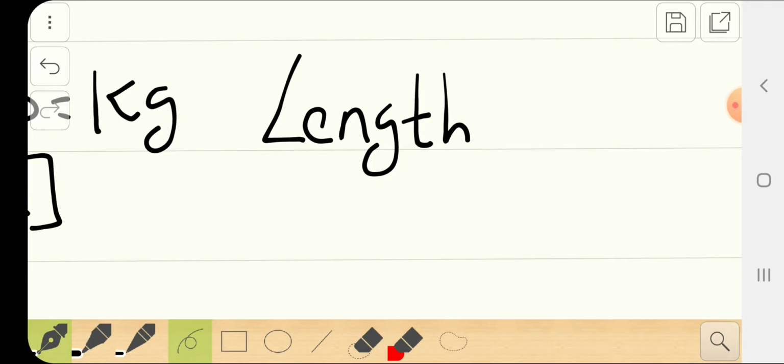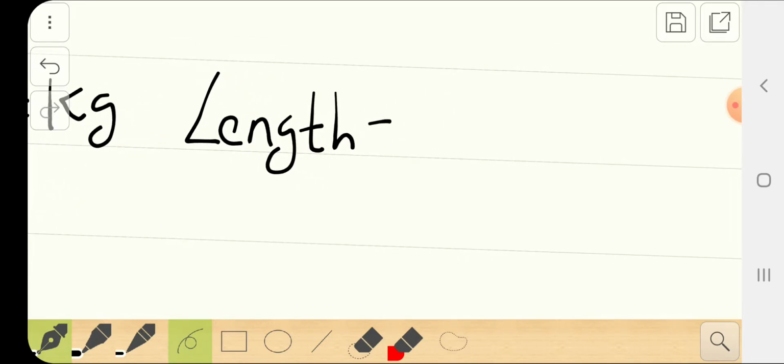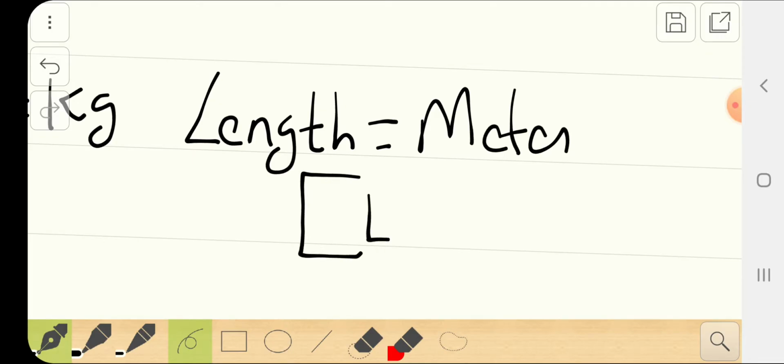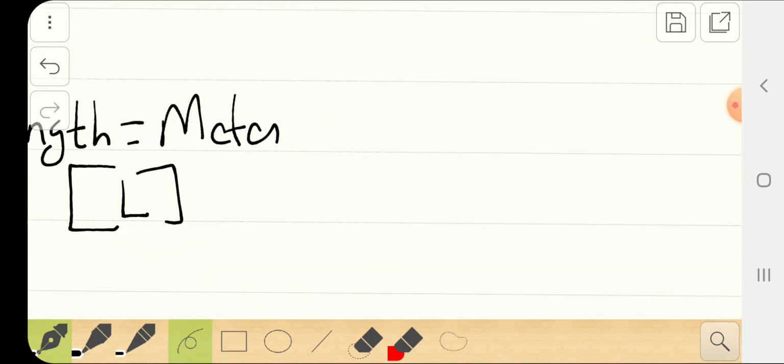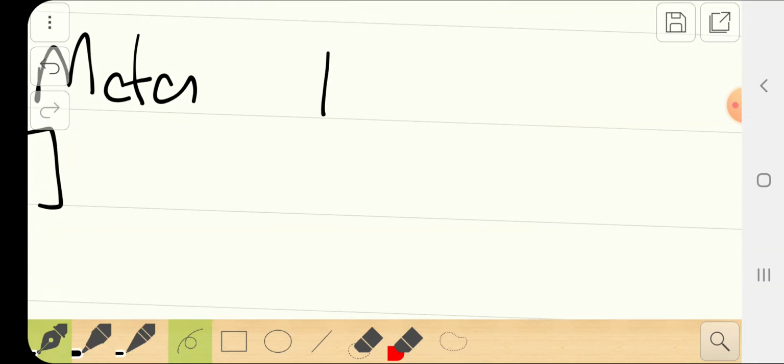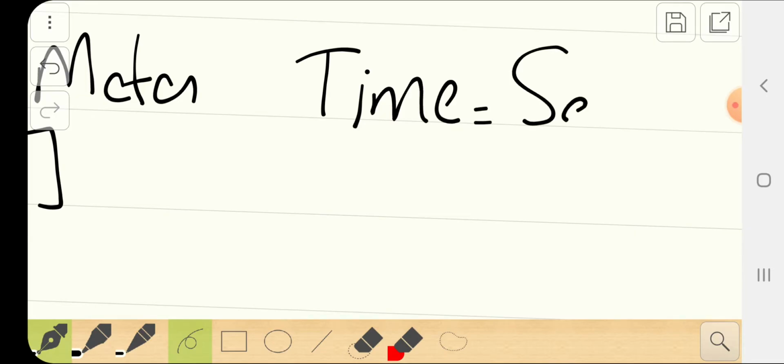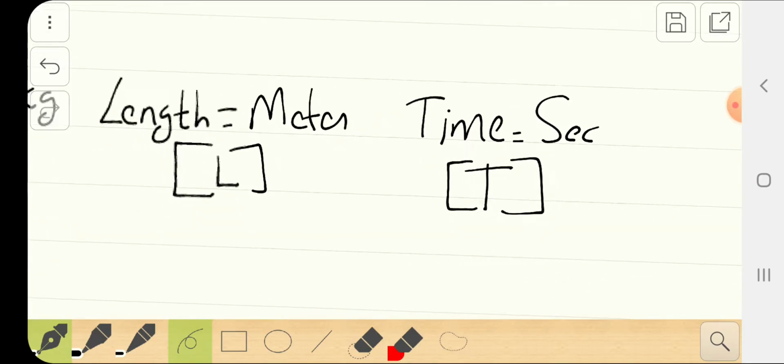Length is the second unit. You can use meter for that, and the symbol for that is L, right? And then there is time. You measure time in seconds in the SI system, and the symbol is T. Now three of them have been introduced.